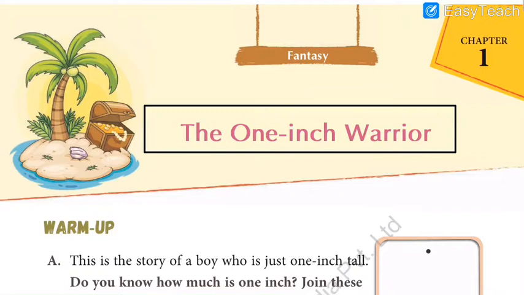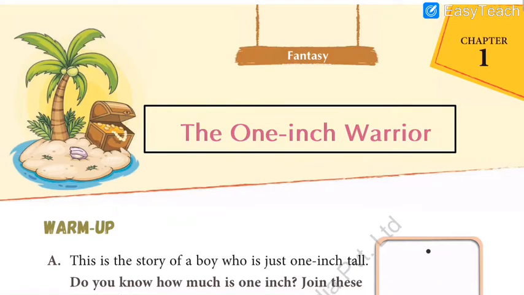Life gives a chance to everyone. Life gives a second chance to everyone. So this is the second chance to all, but with the revision counter questions. So my dear students, the name of the lesson is the 1-Inch Warrior. Now here I explain to you what is the meaning of 1 inch. It is the height of the boy in the story, only 1 inch.